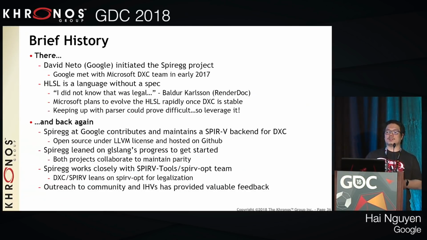And these days, both projects work in collaboration to maintain parity between the HLSL functionality. SpearV also works very closely with the SpearV tools team. In fact, they sit right next to each other. And DXC SpearV leans heavily on SpearV Opt for optimization and legalization. We also do a fair bit of outreach to the community and to the IHVs. Some of them may not like me right now. To get feedback on how to shape DXC going forward, because ultimately we want this to be a very successful product for the Vulkan ecosystem.